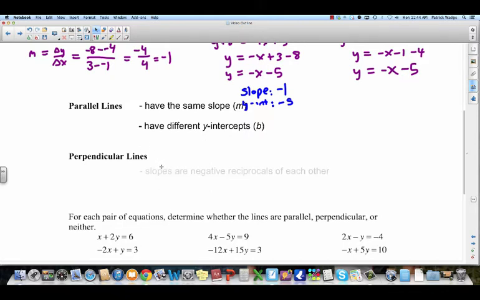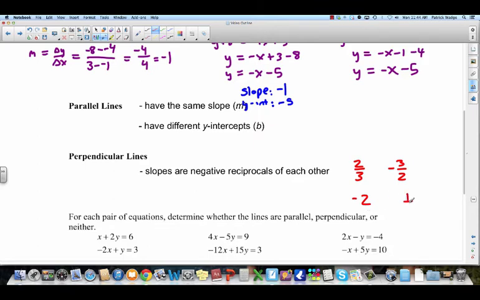Perpendicular lines have slopes which are negative reciprocals of each other. Remember that? So for example, if one line has a slope of 2 over 3, the other one that's perpendicular to it would have 3 over 2, that's your reciprocal, but it has to be the negative reciprocal, so it would be negative 3 over 2. If a line had a slope of negative 2, then the perpendicular one would be the reciprocal of 2, remember that's like 2 over 1, so it would become 1 over 2, and we do the negative reciprocal, so negative negative makes positive, so this would be the perpendicular line here. Okay, we did that before.